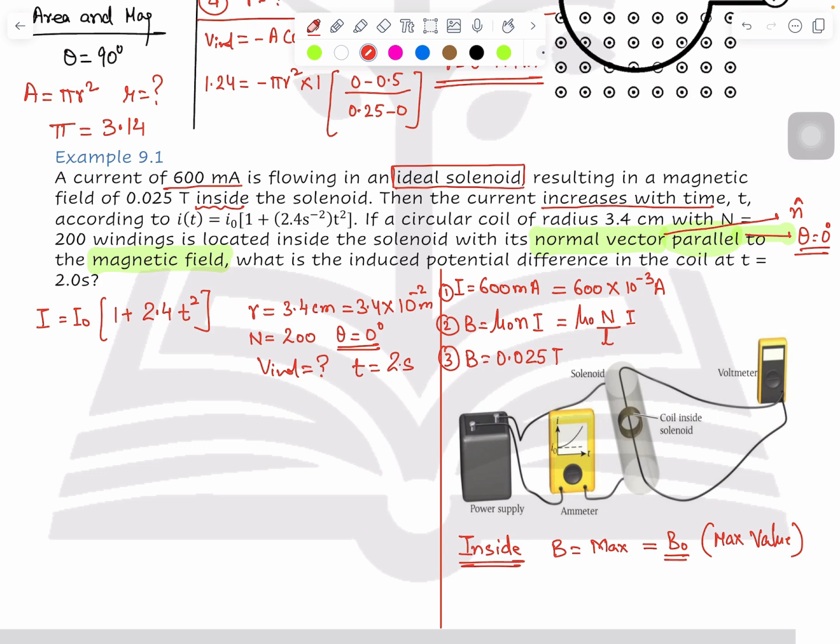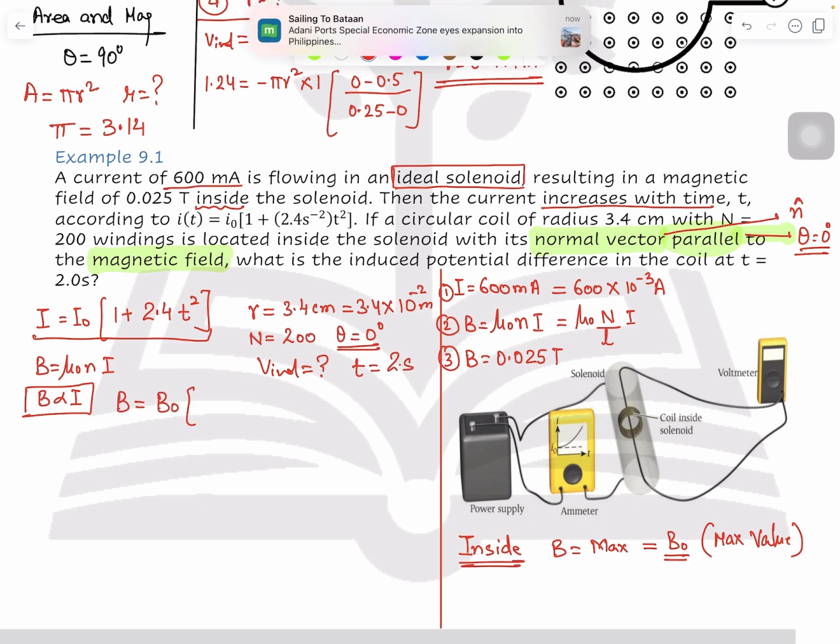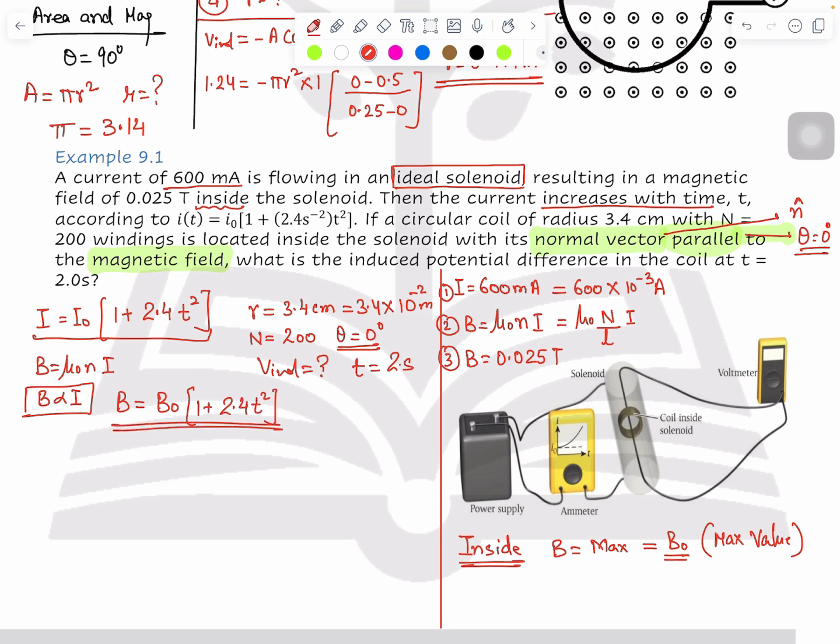Now we understand that I is there and I is changing. We know as per ideal solenoid, B is equal to mu naught n I. So I is directly proportional to magnetic field. You need to focus on this point. So can I say what is the equation for magnetic field? B is equal to B naught (1 + 2.4 t square). Use this equation and now we are going to solve it.